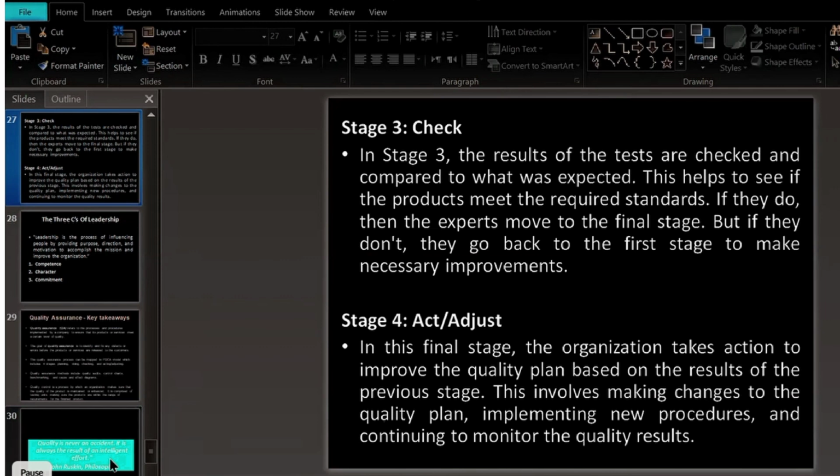Number 3 is, in this stage, check. The results of the tests are checked and compared to what was expected. अब यहाँ पे आप देखो, अब revisit कर रहे हो. You are going back from where you have started. So this helps to see if the products meet the required standards. If they do, then the experts move to the final stage. But if they don't, they go back to the first stage to make necessary improvements. Number 4 and the final stage.